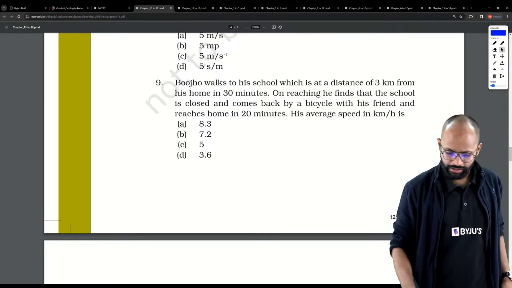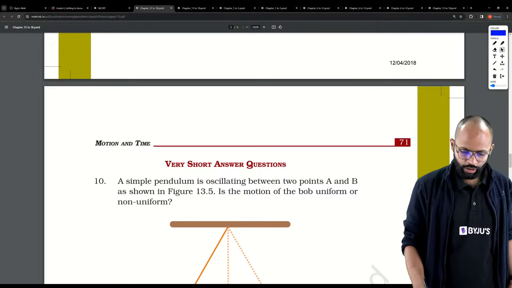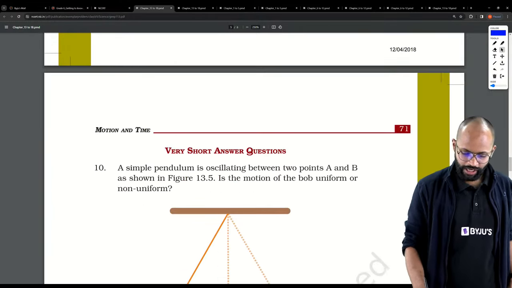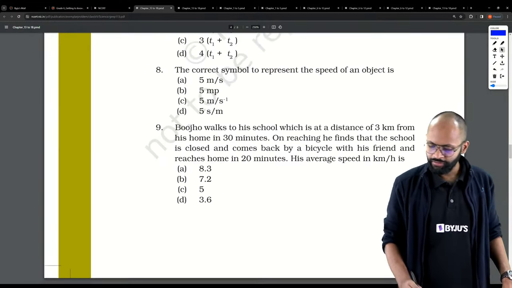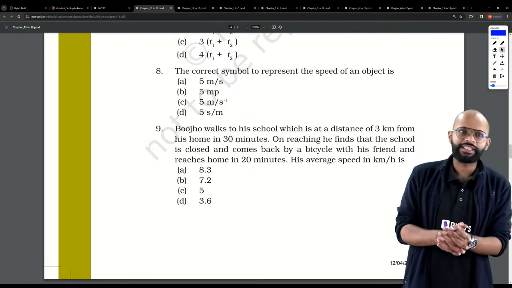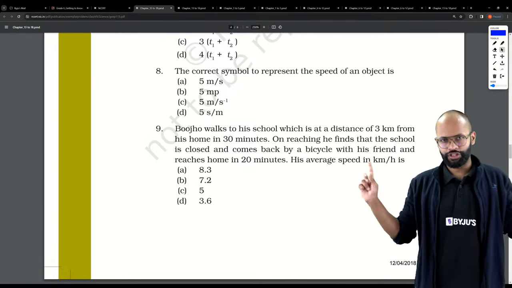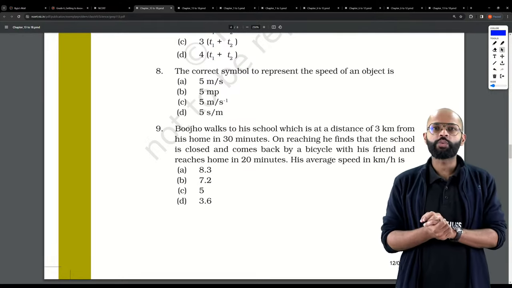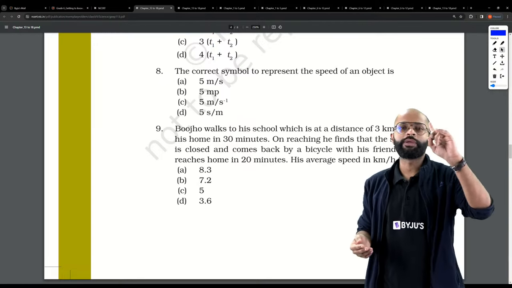Easy. Chalo aao next. Oh my god, we are done folks with this. Physics is finished, okay? With this, we are done with physics and next would be chemistry.